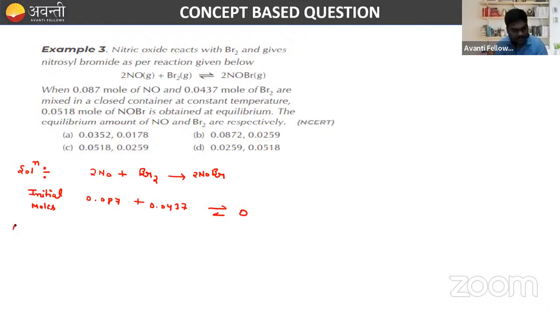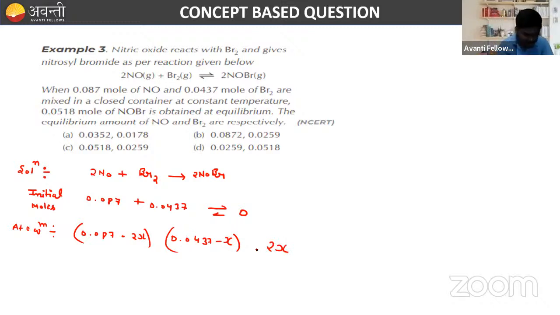Now, at equilibrium, what happened? Let us assume that 2 moles of NO react with 1 mole of Br2. If 2x moles of NO are dissociated, then in the case of Br2, x will be dissociated. So this will be equal to 0.0437 minus x. This x is the dissociation, and here for NOBr it is equal to 2x. So at equilibrium this will be happening.